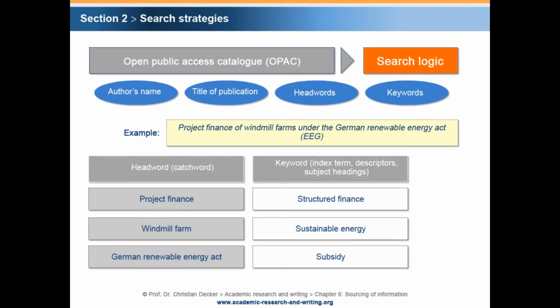Whereas it is easy to isolate headwords from the title, it requires some background knowledge about the topic in order to identify suitable keywords. Therefore, some libraries offer a thesaurus that assists in the search for keywords. A thesaurus is a structured list of index terms, also referred to as descriptors, that allows for the identification of keywords related to scholarly disciplines.